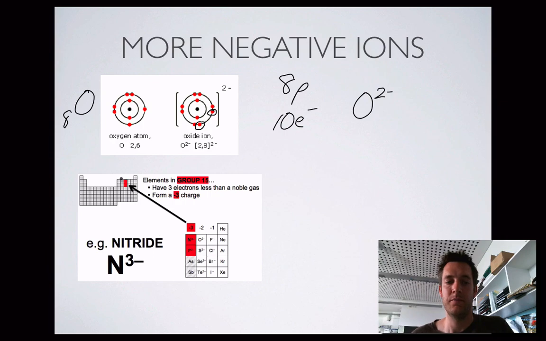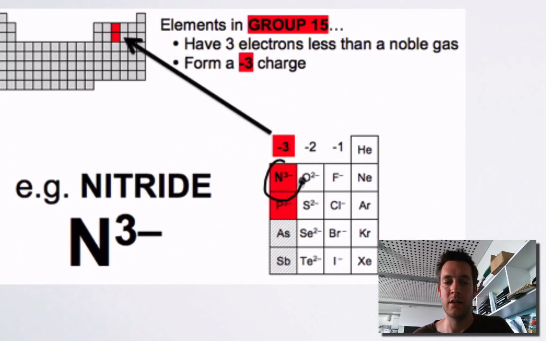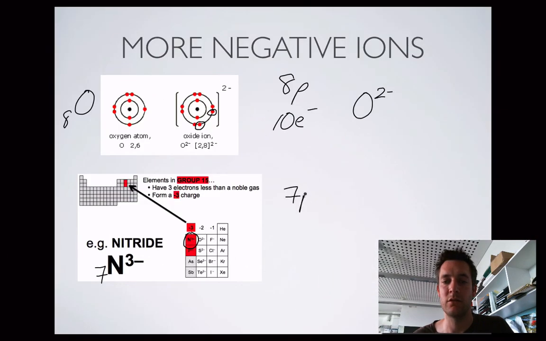Nitride ion. Nitrogen, we'll find it here in the 15th group of the periodic table. We'll see soon how we can tell how many electrons are in the outer shell as a result of that, but let's just keep it simple for now. Nitrogen has an atomic number of 7. Okay, so it's got 7 protons. That means it's also got 7 electrons whilst it's an atom.